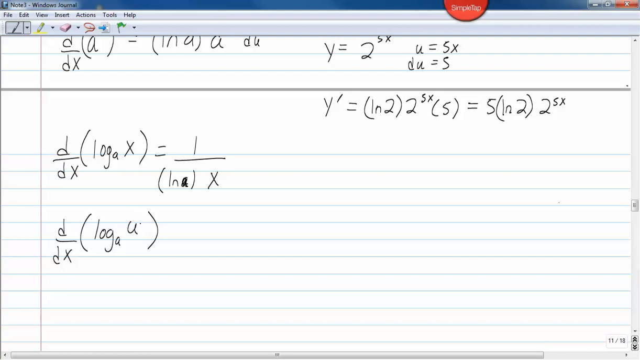Alright, so if I want to take the derivative of log base a of u, let's see if we can figure this out. If it's just like the one above it, except we have a u, it's 1 over natural log of a times u, and then what do you think you're going to have to say this whole thing times? du. So depending on what your u is, let's put your du right there. Okay.